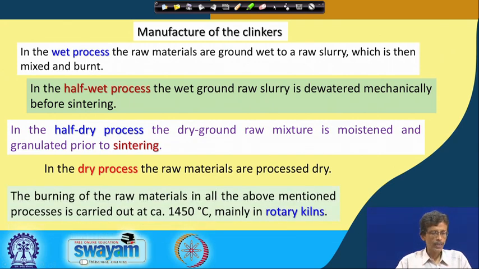When we consider the burning of the raw materials in all the above mentioned processes, you have 4 different processes and the raw materials are then taken together and heated to a temperature above 1200, but not 2000, only 1450 degrees centigrade. So 1450 degrees centigrade is a very useful technique, and we do this process in rotary kilns. We will see rotary kilns in our next class.